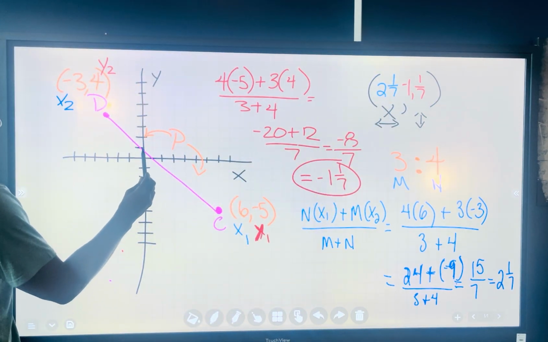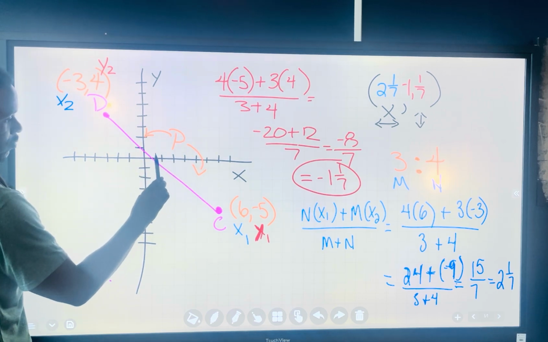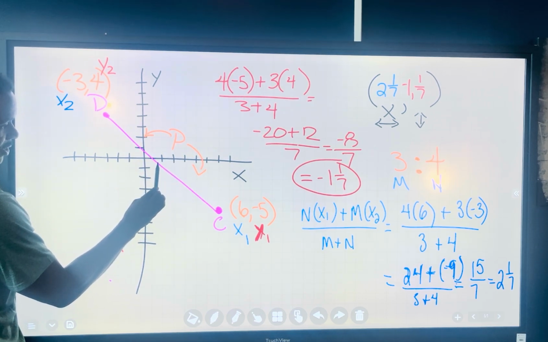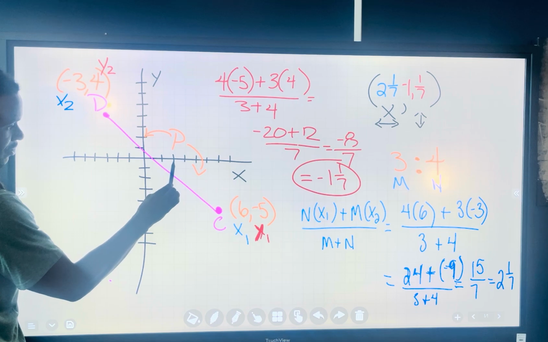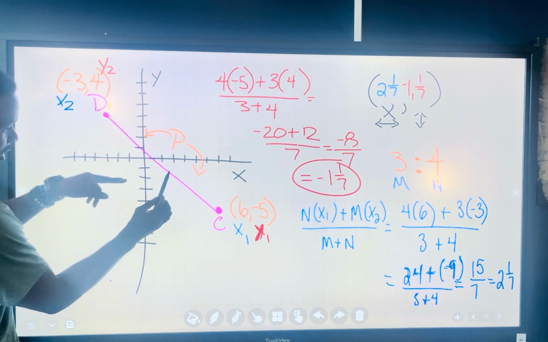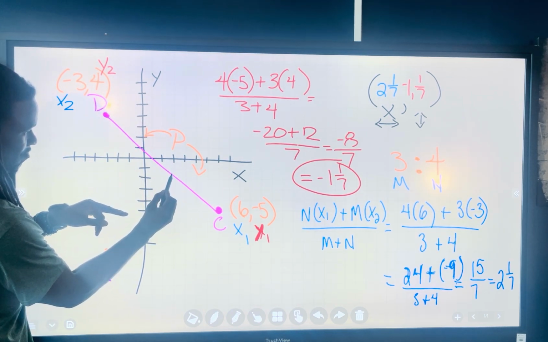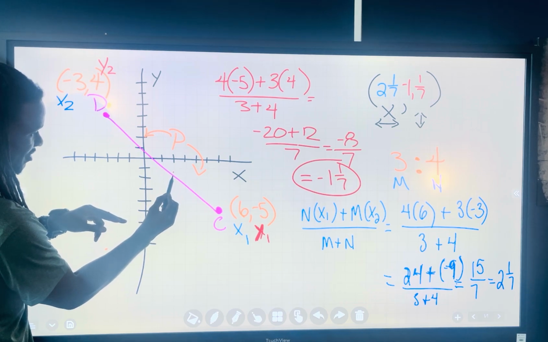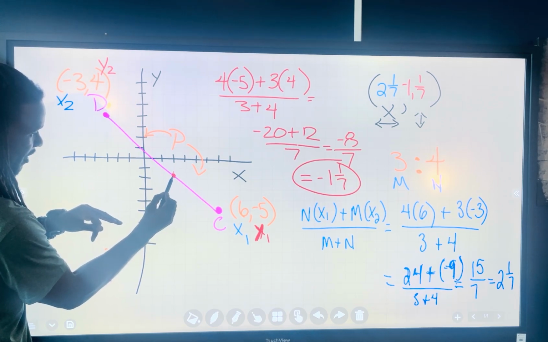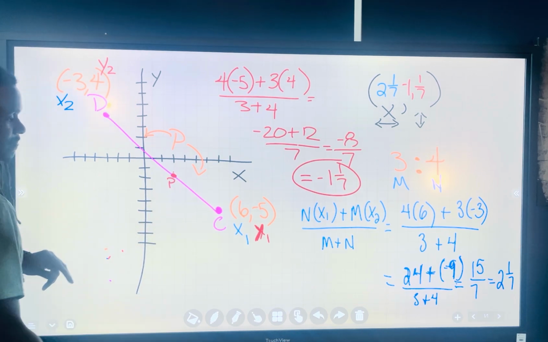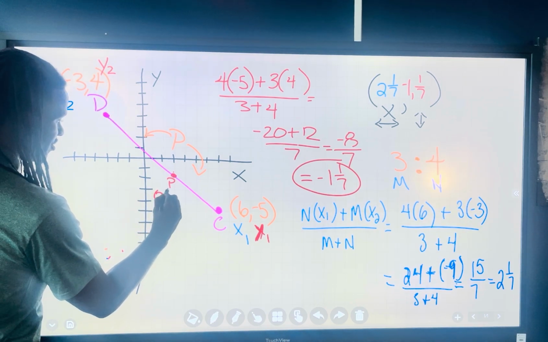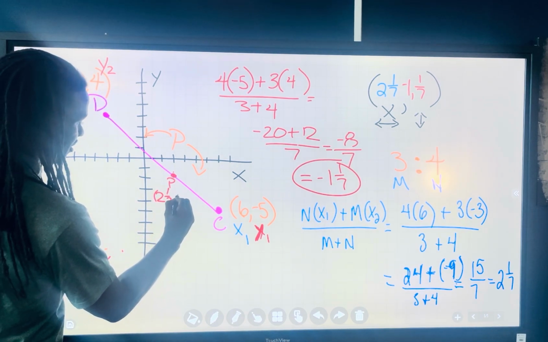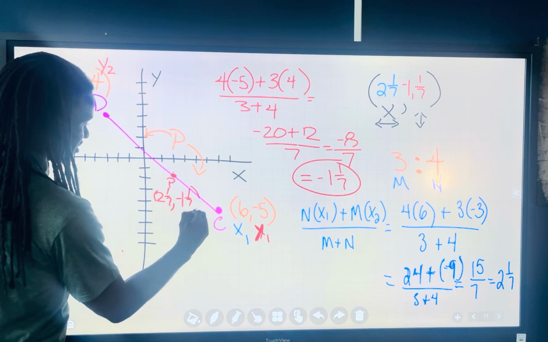So remember, if this is 1 and this is 2, and the X value is 2 and 1/7, it's around here. Then you said 1 and 1/7, so you should fall somewhere around here. That is your point, with the coordinate of 2 and 1/7 and negative 1 and 1/7.